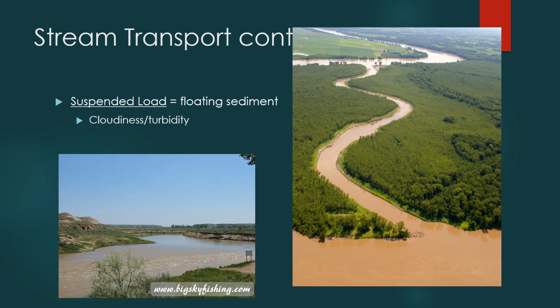So this causes the stream to look muddy or cloudy, or a fancy word that we sometimes use is turbid. The more suspended load there is in the stream, the greater the turbidity is. So the types of sediments that can be carried in the suspended load of a stream are sand, which of course, you can see the individual grains of sand.